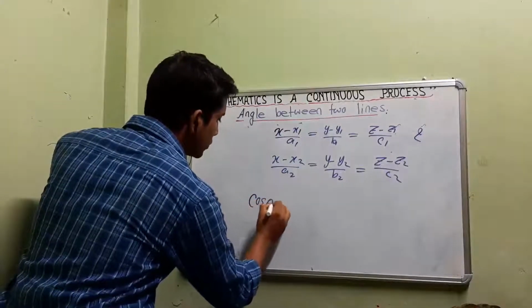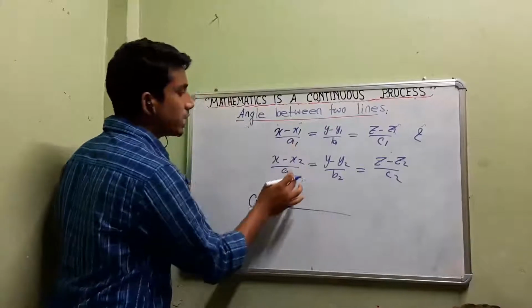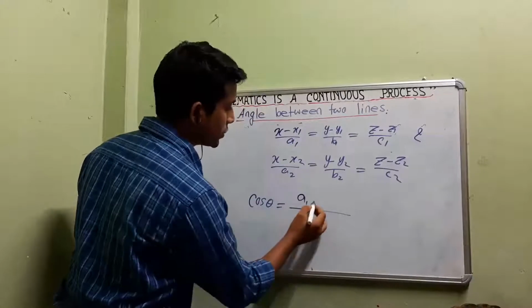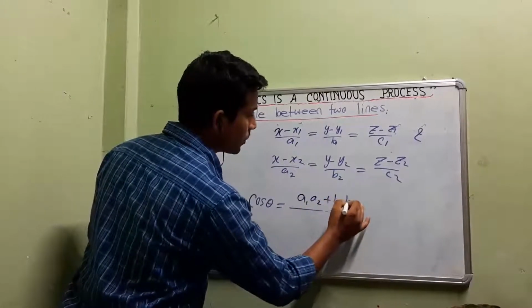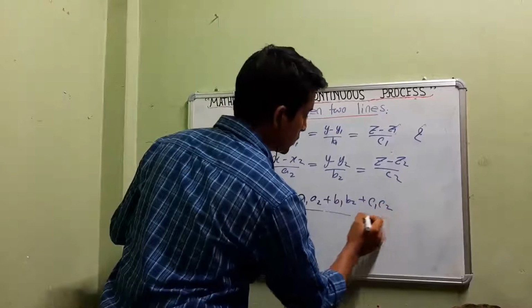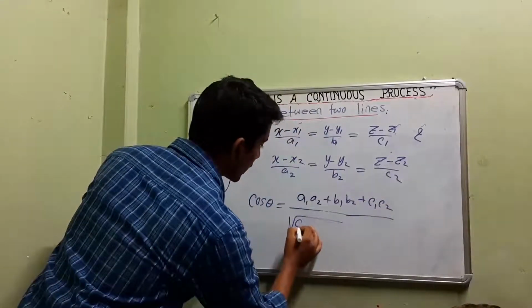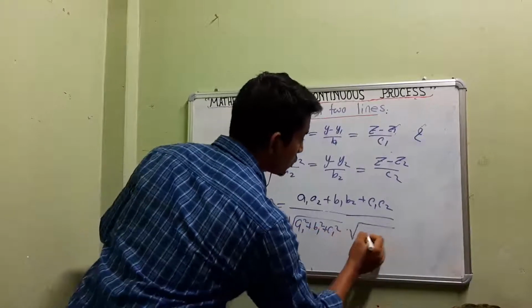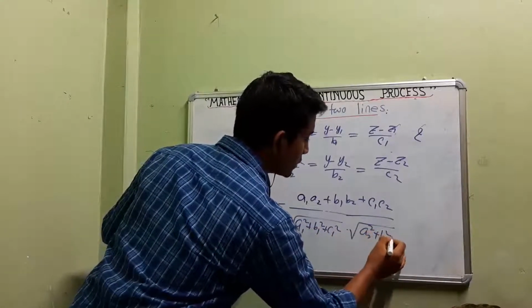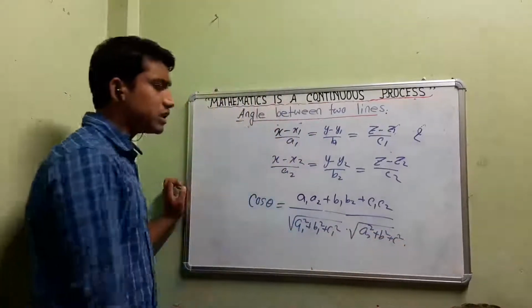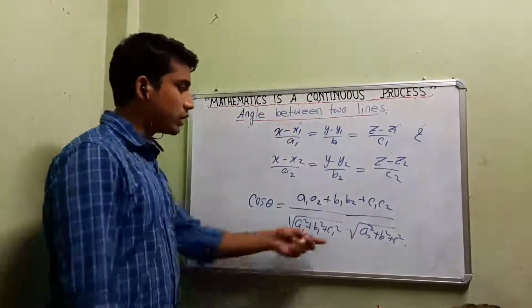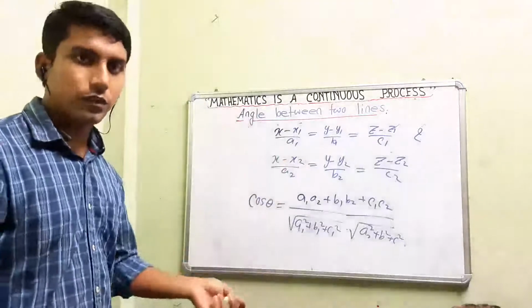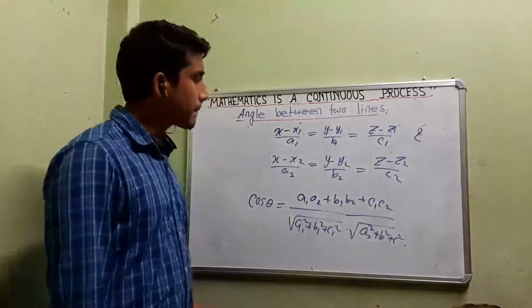Again cos theta is equal to a1 a2 plus b1 b2 plus c1 c2, using the direction ratios, divided by root over of a1 square plus b1 square plus c1 square into root over of a2 square plus b2 square plus c2 square. If you calculate this, you will get the angle between two straight lines in Cartesian form. So this is the thing.